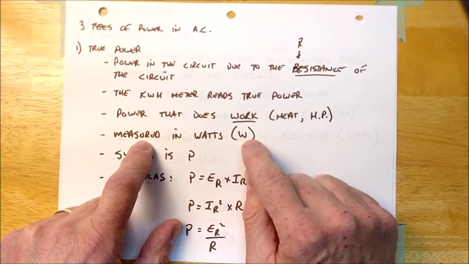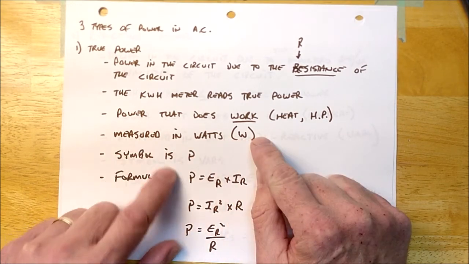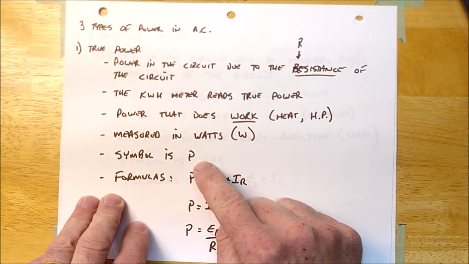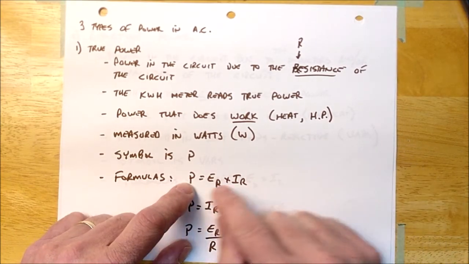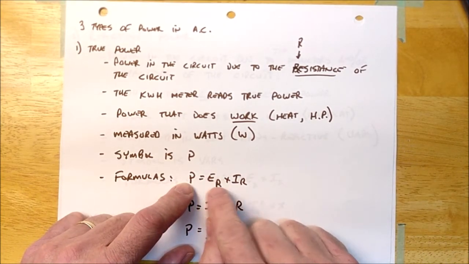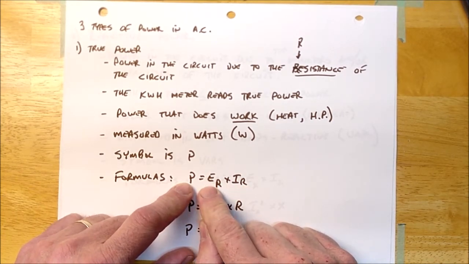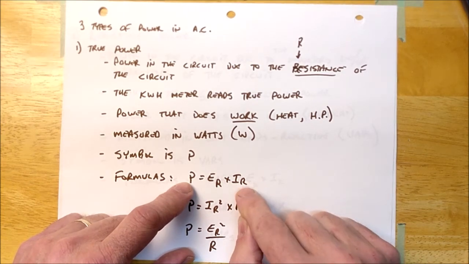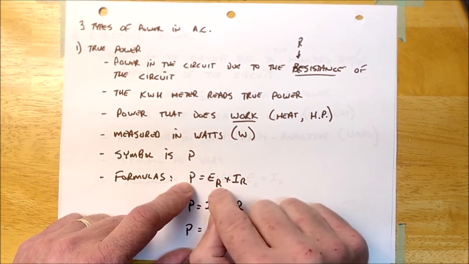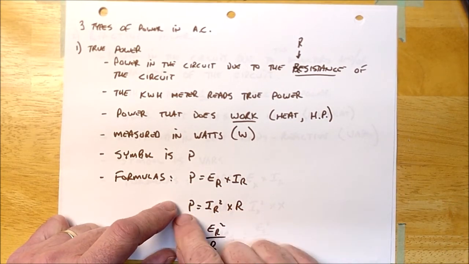That is the power that you were dealing with in level 1 because everything was a resistor, and it is measured in watts. The symbol is P. And the formulas you probably are familiar with. The power in the circuit is the voltage times the current, but not just the voltage times the current. It is the voltage dropping across the resistive part of the circuit times the current through the resistive part of the circuit, okay? And in level 1, everything was a resistor, so you didn't have to worry about these little R's.